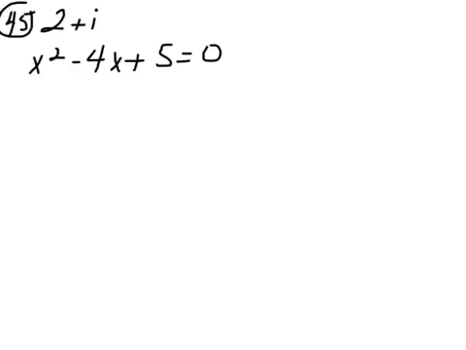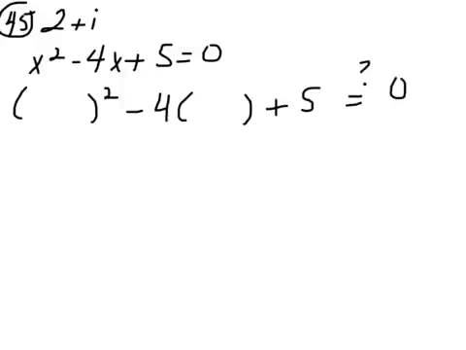One that I assigned on this was 45. 45 wants us to show that 2 plus i is a solution to this equation, x squared minus 4x plus 5, and it basically wants me to substitute it in there. It wants me to evaluate the equation with that number. And what we want to see is, is this equal to 0? If it's a solution, it will be equal to 0.